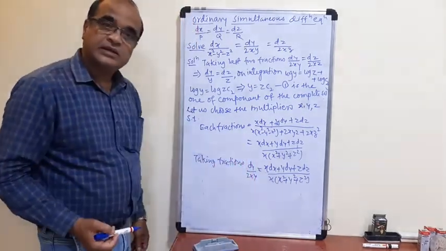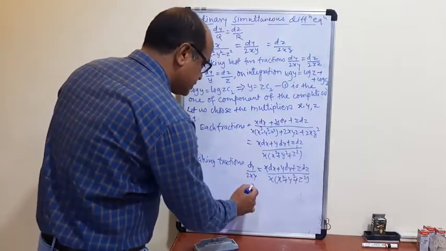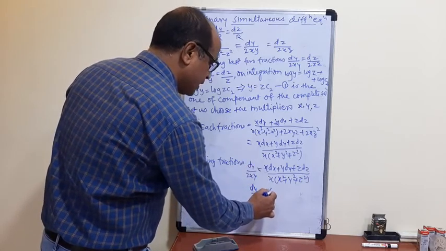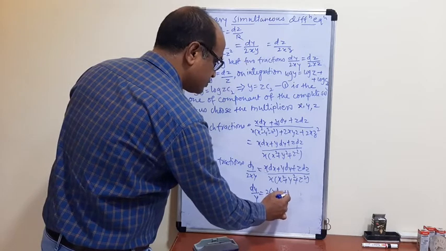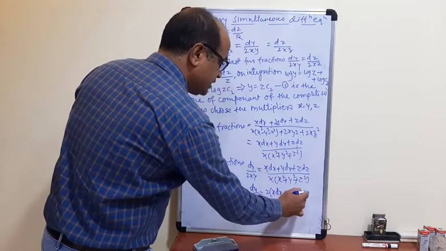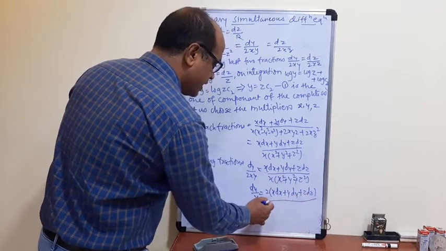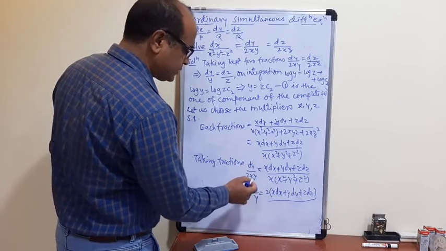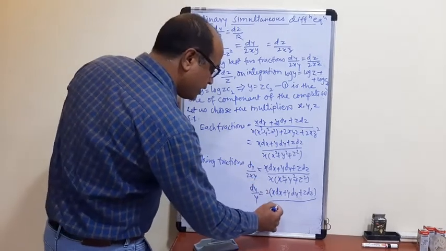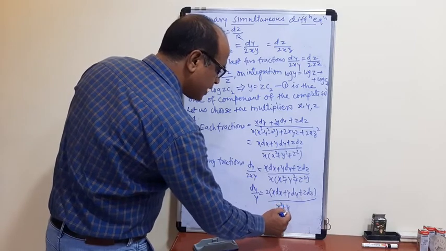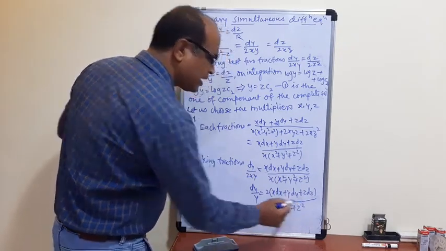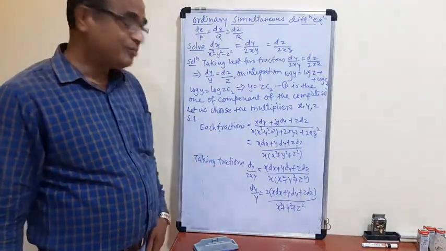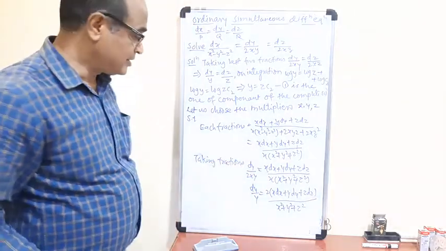Then what happened? x gets cancelled. So this can be written as dy upon y, taking 2 here, 2 into bracket x dx plus y dy plus z dz divided by, x cancelled, taking 2 here, x square plus y square plus z square. And this is very simple. Why simple? If you take integration, we get the solution. So on integration.